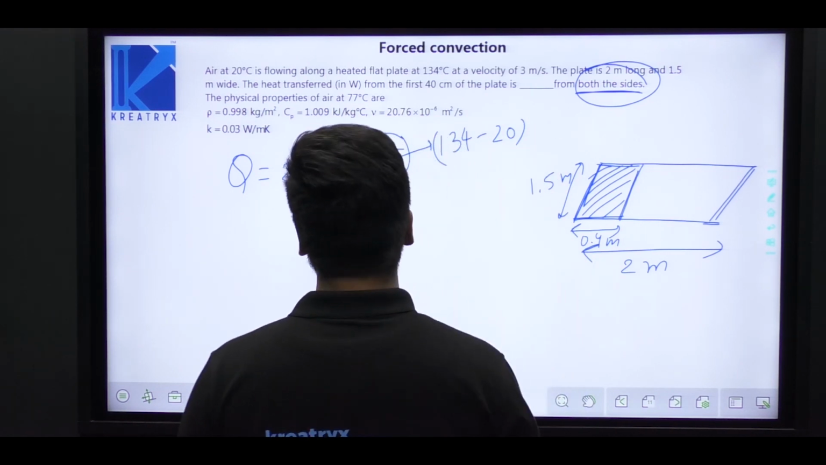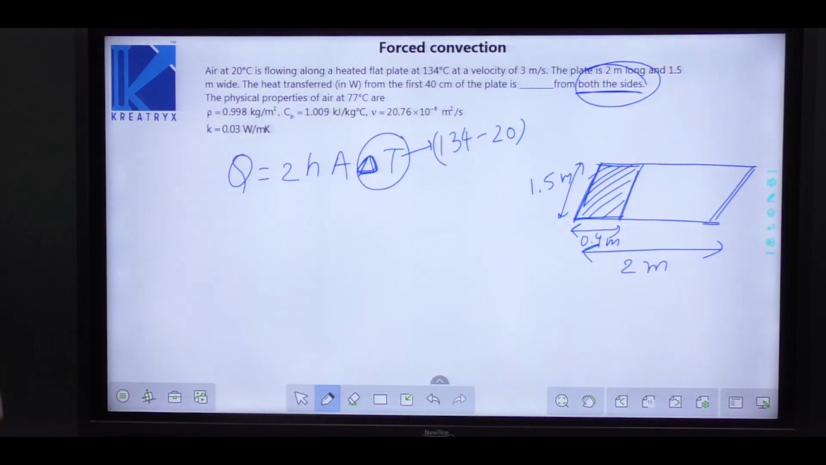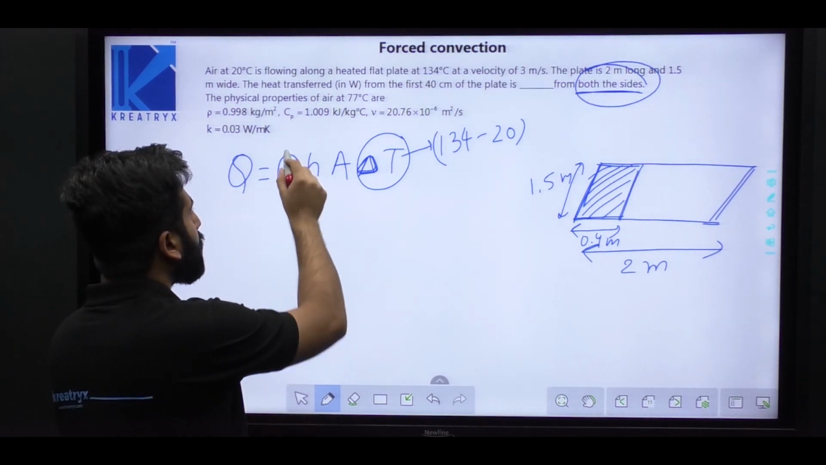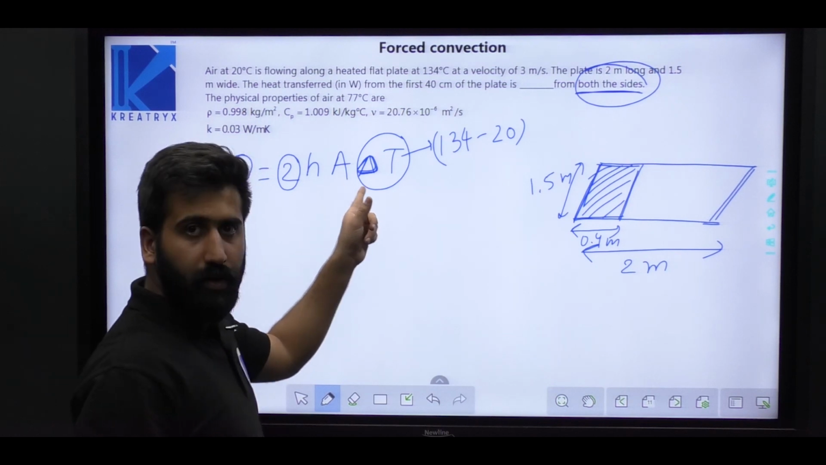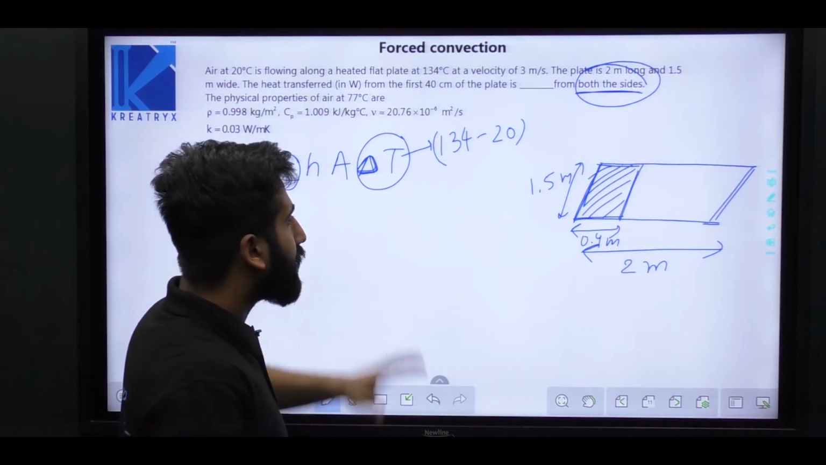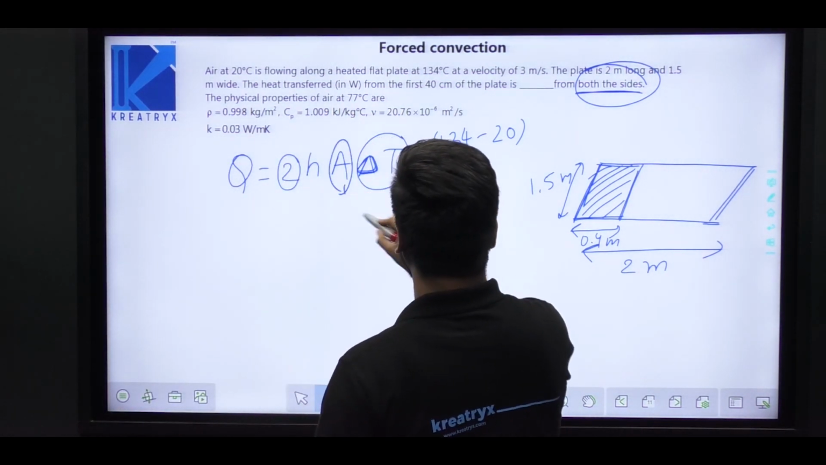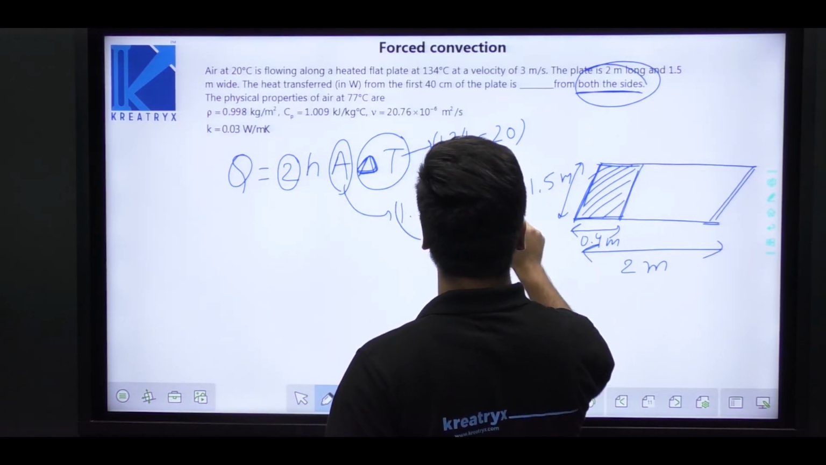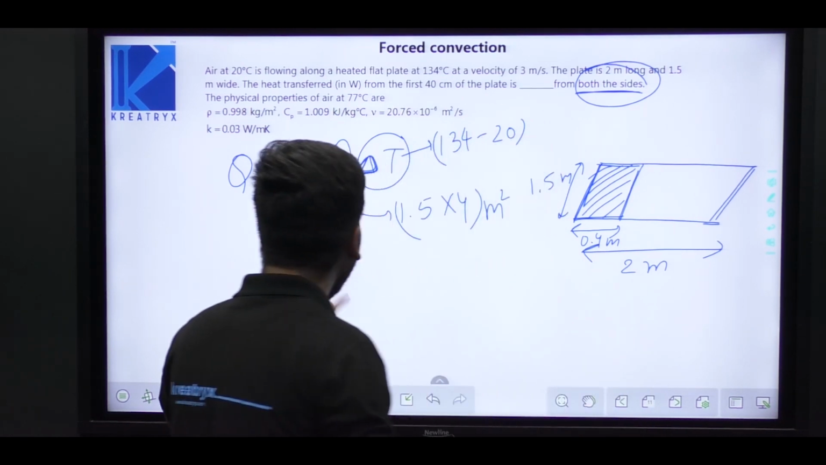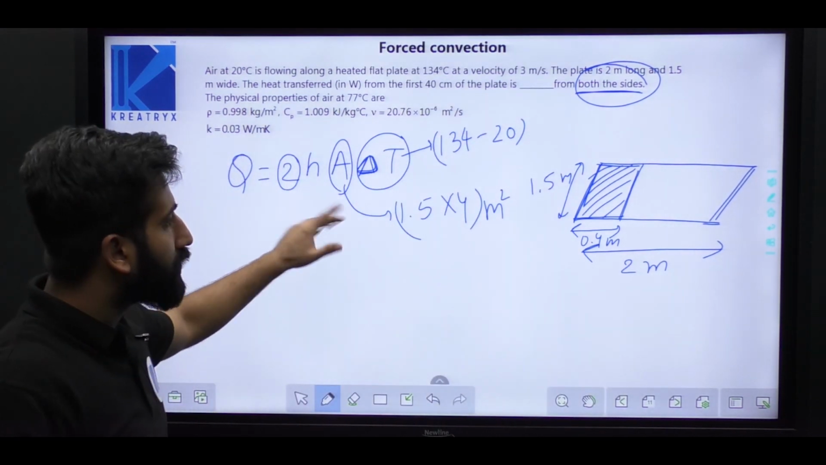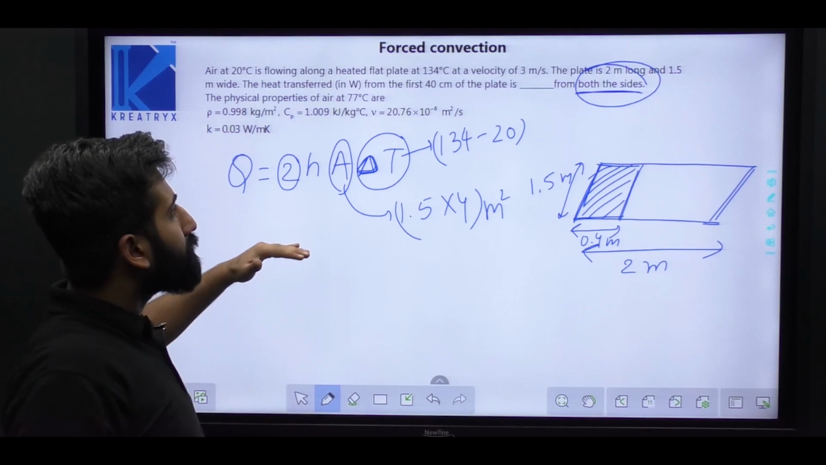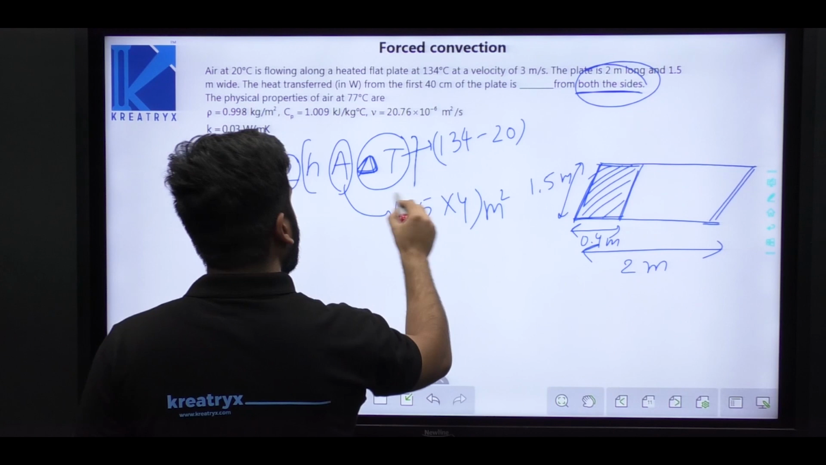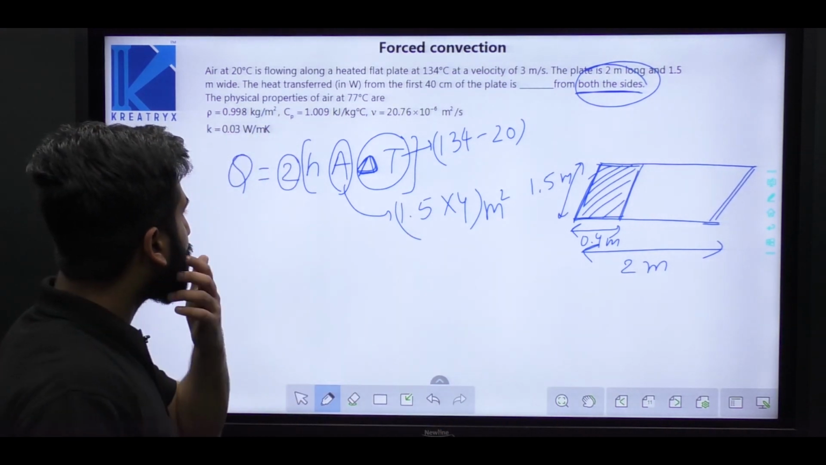This I know. What will be the area? If I have already added 2 here, do not add 2 here. Do not take twice the area. Area will be 1.5 into 4 meter square. I've already added 2 here. This 2 is because the heat transfer is taking place from the upper side as well as from the lower side. So this is 1.5 into 4.